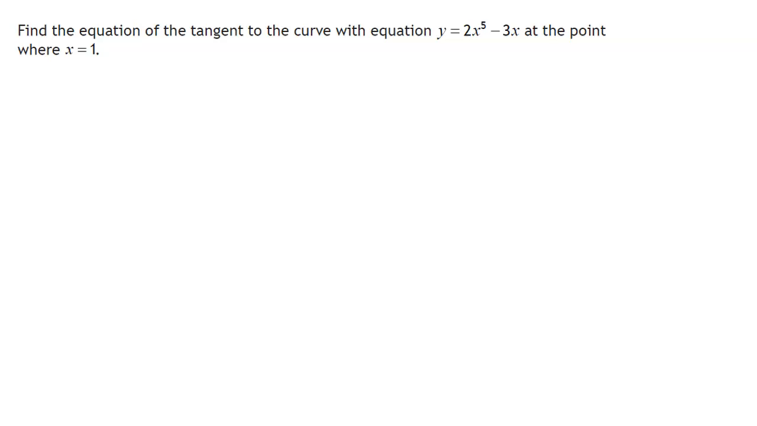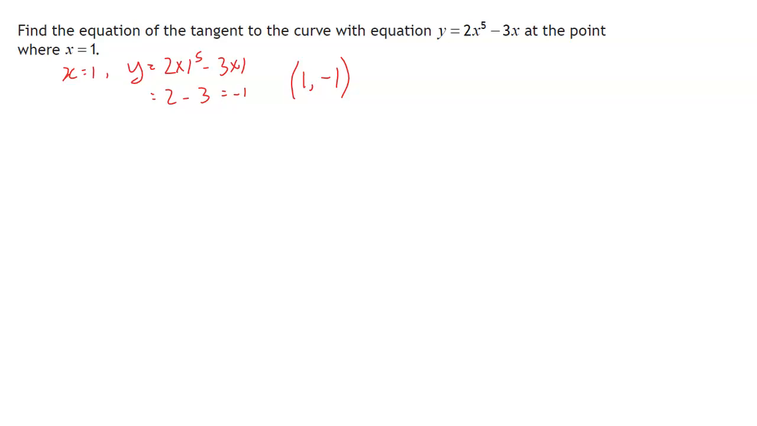First things first, let's find the full coordinate. So I know I've got x is equal to 1. So to find the y, I substitute it in and I get 2 times 1 to the power of 5, take away 3 times 1. So that's 2 minus 3, so it's negative 1. So my full coordinate, where the tangent touches the curve, is (1, -1).